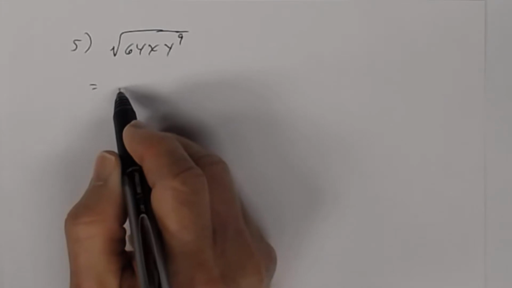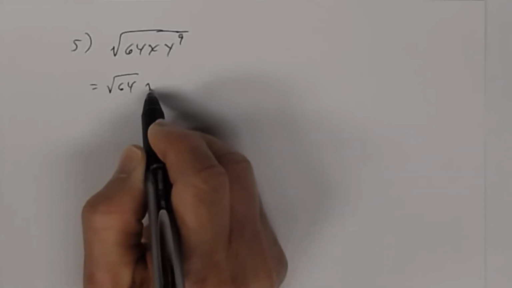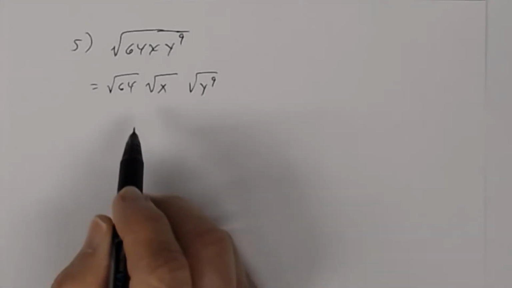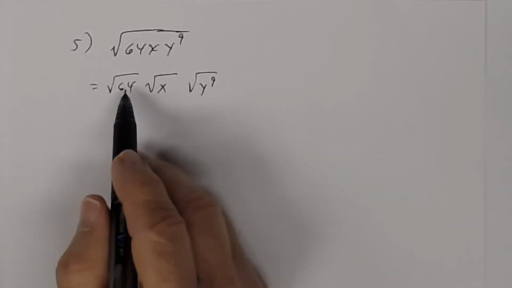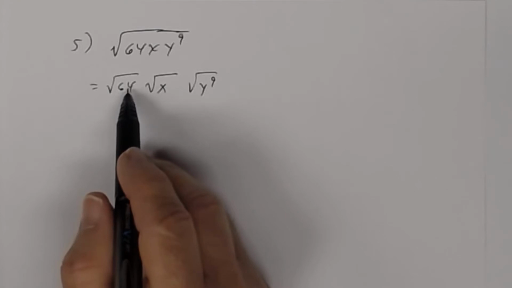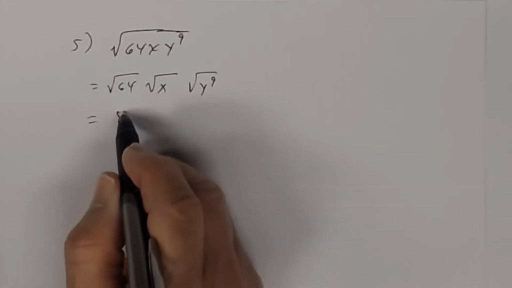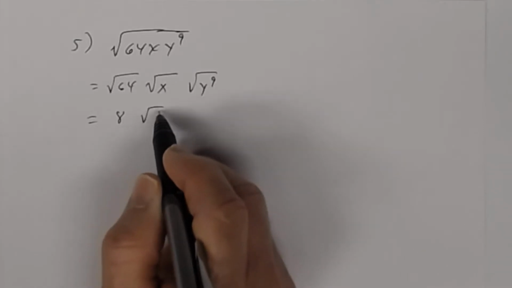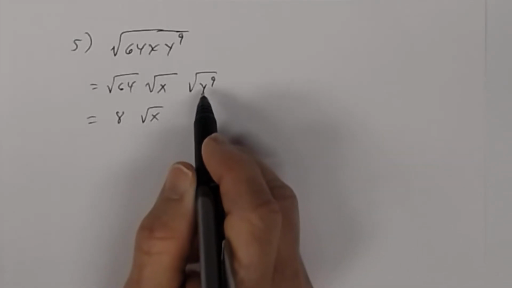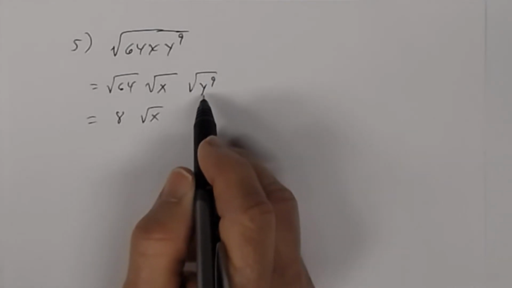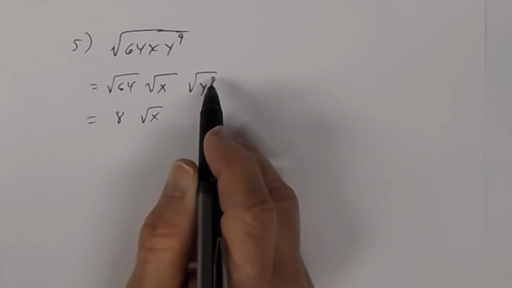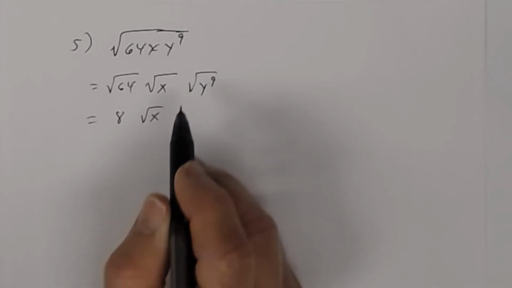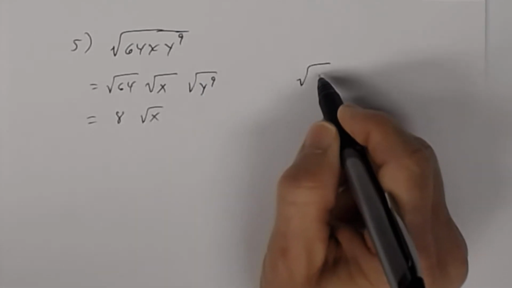Using the product property, I can rewrite this as square root of 64, the square root of x, square root of y to the 9th. All right. The square root of 64, you all know since 64 is a perfect square, the square root of 64 is 8. Can I simplify the square root of x? No. So I'm going to rewrite that. Now I can simplify the square root of y to the 9th because the exponent is greater than or equal to the index 2. So let's go ahead and talk about that. Square root of y to the 9th.